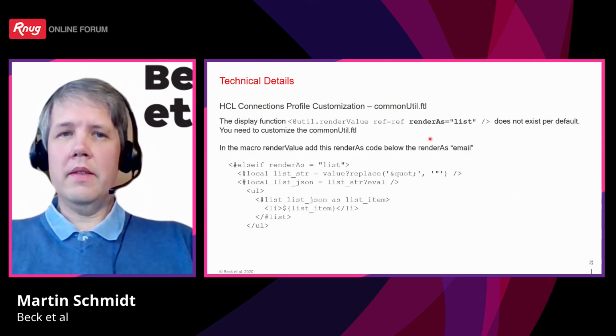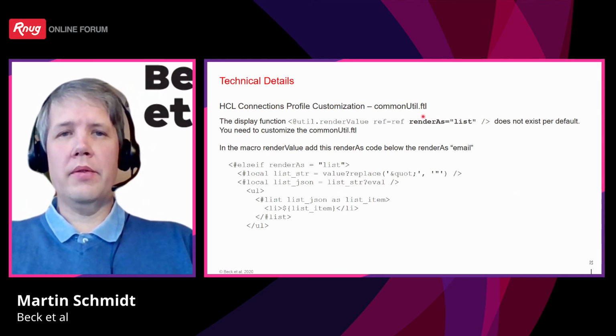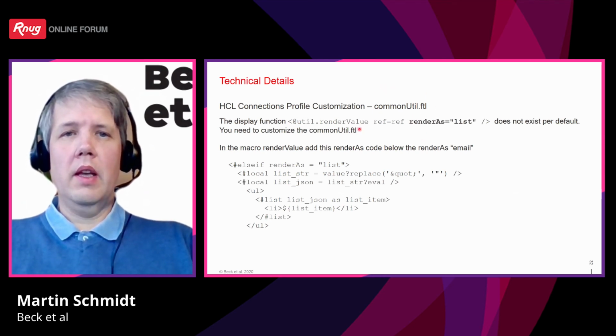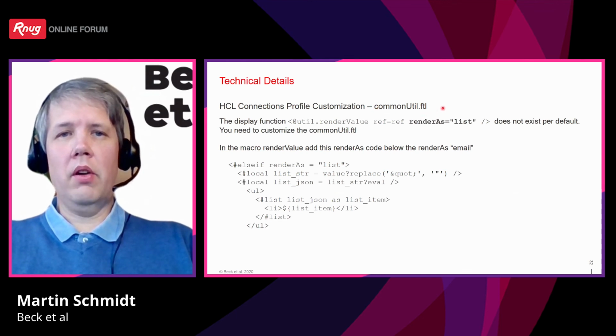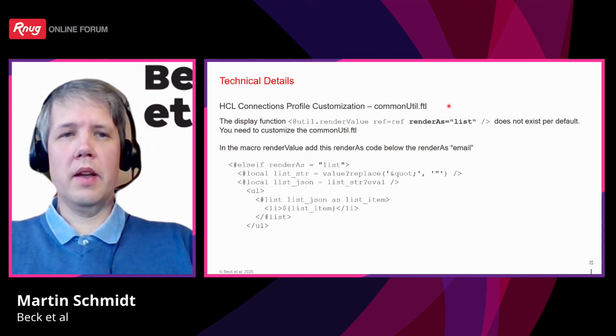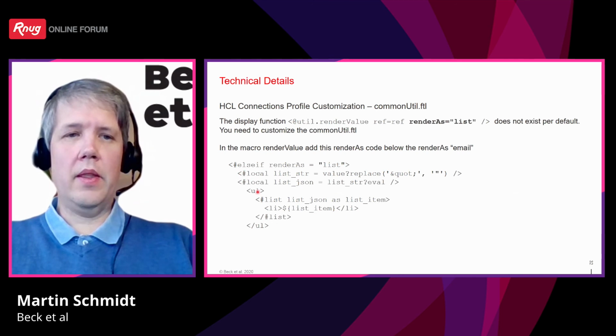This render as list is defined in the common util FTL. In the common util FTL, there are all these helping functions to display stuff. When you check this file, you find a macro called render value. And when you check this macro, you find something like render as email. And just below, you can add this code: if render as equals list, then add this type of HTML content.